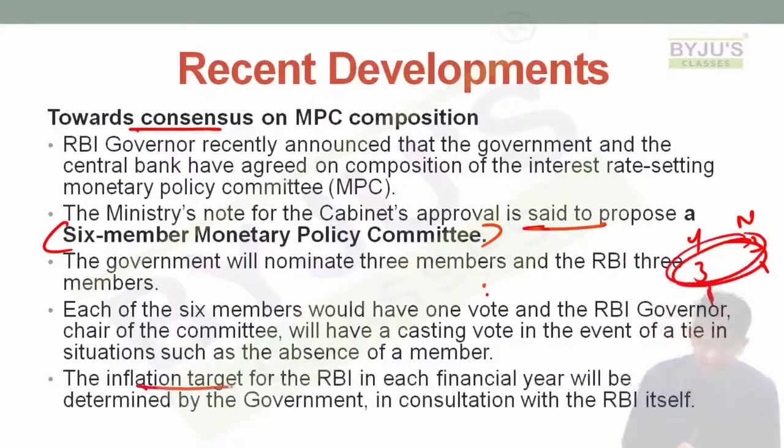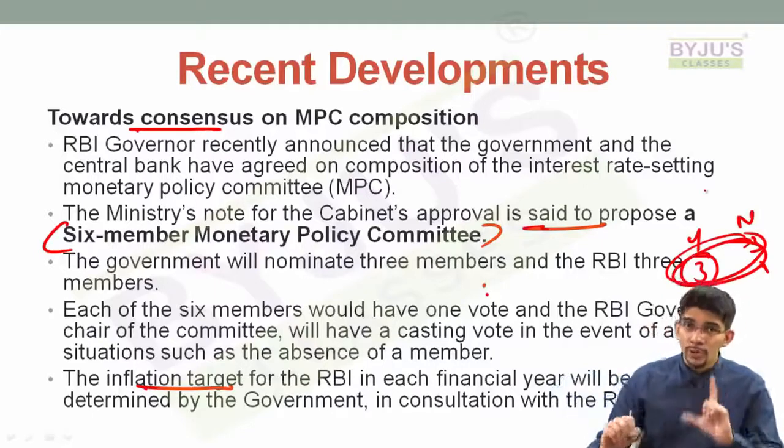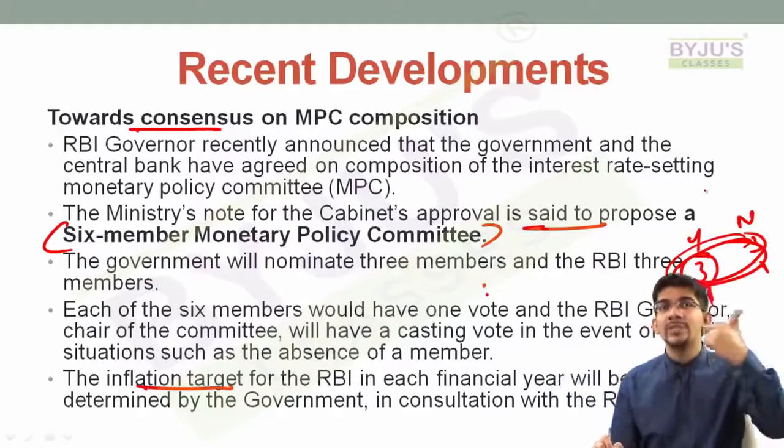Now, the inflation target itself will not be determined by the MPC. Government will determine that. The MPC's job is only to meet that target. So now we can see a lot of accountability has come in. The target, what is your job, is given by the government. So people are telling the RBI what its job is. How the RBI will do it is again controlled, because 3 members are appointed by the government. So the government has a direct role not only in setting the target but also in the implementation.